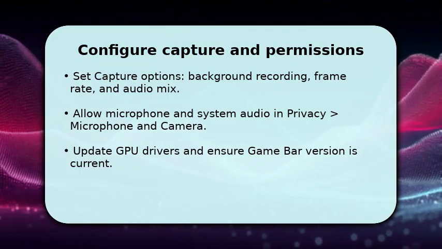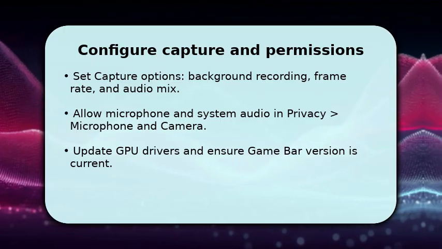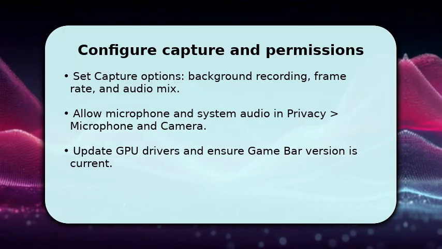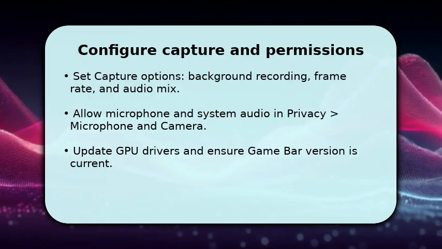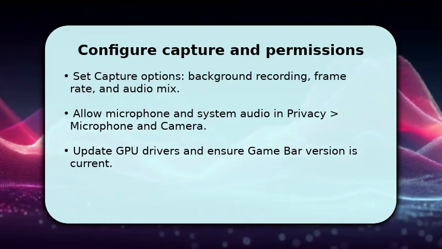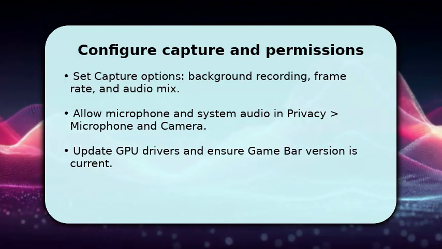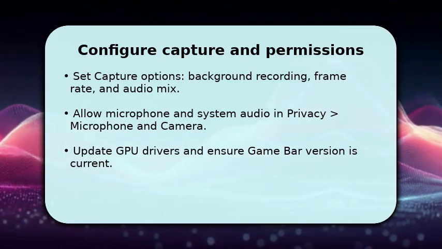Open capture settings inside Game Bar to set quality, frame rate, and background recording length. Higher settings need more CPU/GPU headroom. Then go to Windows Privacy and grant microphone and camera access so audio captures work.